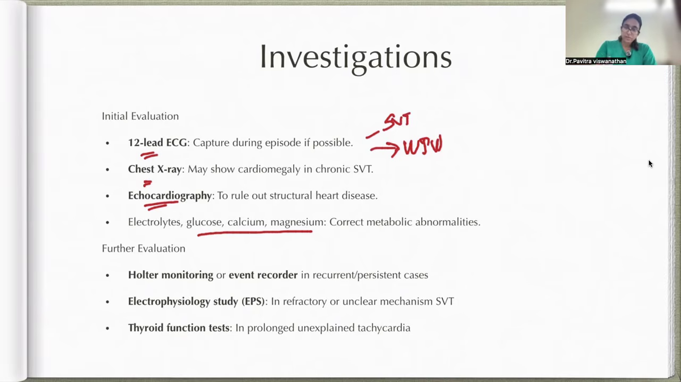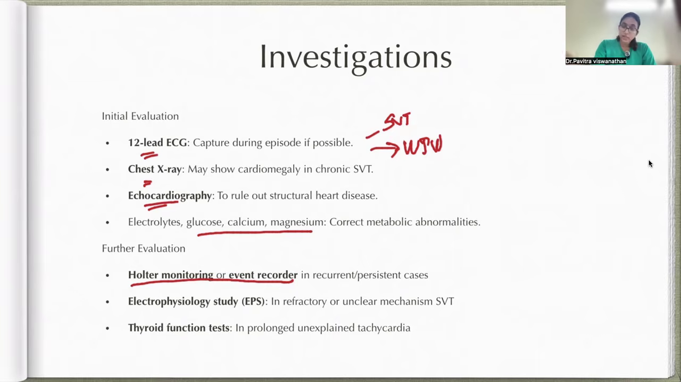For further evaluation, if the patient is having recurrent runs of SVT, or the child is persistently having SVT, you want to do Holter monitoring to see if you can capture these separate events. Because if it is going to be recurrent and cause functional limitation in the child's life, then we need to find a permanent solution.